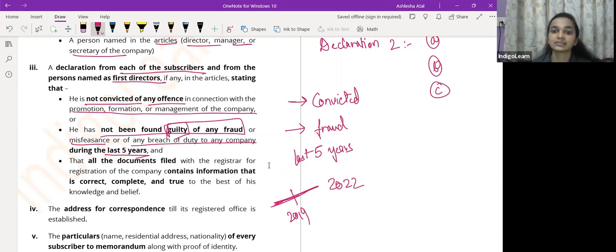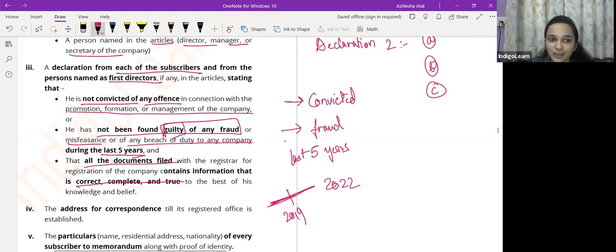नहीं कर सकता. सो डिक्लेरेशन में क्या स्टेट करना पड़ेगा? पिछले 5 सालों में ड्यूरिंग द लास्ट 5 years आई हैव नॉट बीन फाउंड गिल्टी ऑफ एनी फ्रॉड और मिसफीसांस और ब्रीच ऑफ ड्यूटी टू एनी कंपनी. And the last thing which they'll have to state is that all the documents which are filed with the registrar for registration of company contain information that is correct, complete and true to the best of his knowledge and belief.